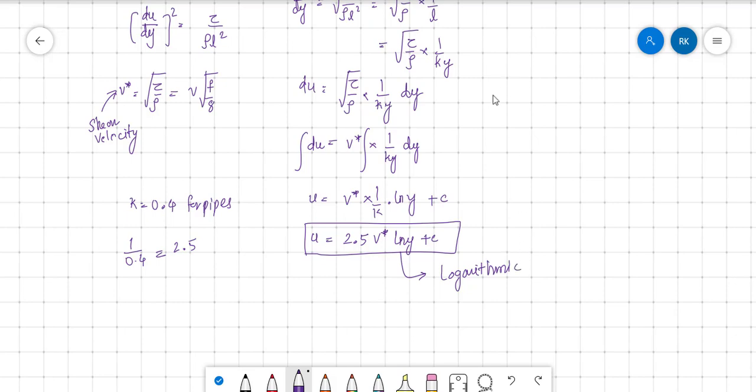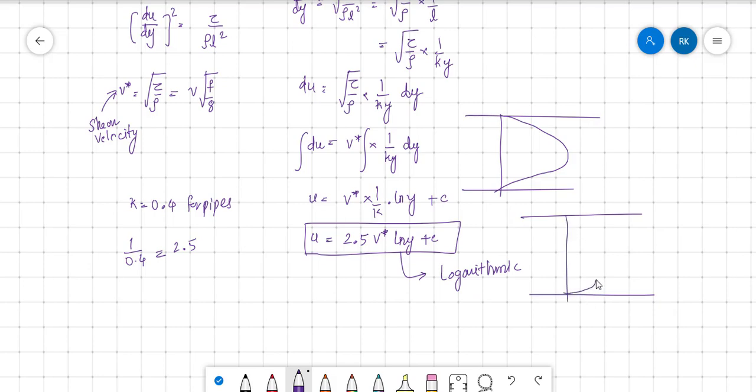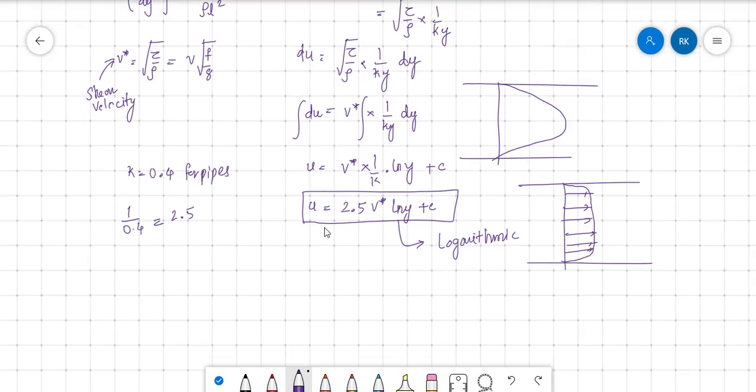So how will be the distribution? In laminar case, that was parabolic. So that means it was like this. This is the laminar one. In turbulent flow, it is logarithmic. Logarithmic means there is a steep one. So this is the logarithmic distribution velocity. So this is how velocity distribution is in turbulent flow.